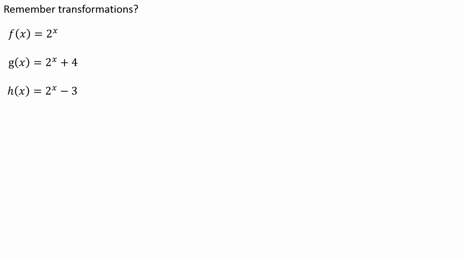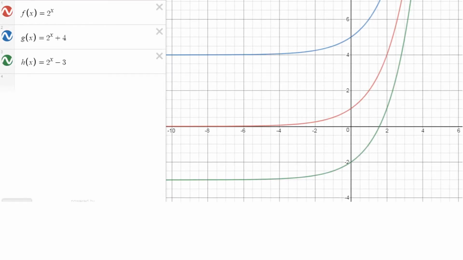You probably remember what that plus 4 is going to do. You probably remember what that minus 3 is going to do. Plus 4 lifts the whole graph up 4 units. That minus 3 drops the graph down 3 units.